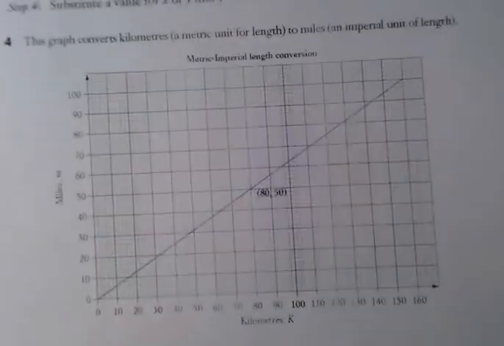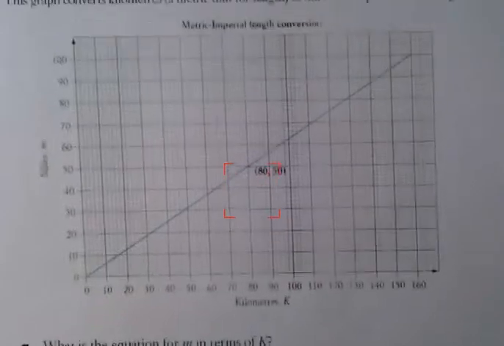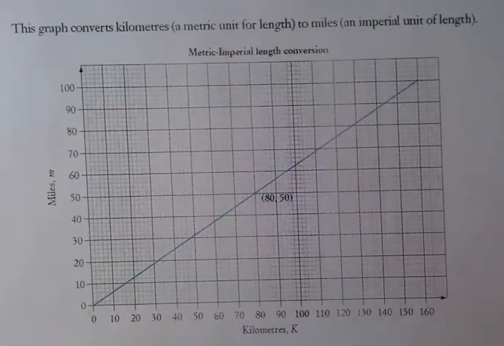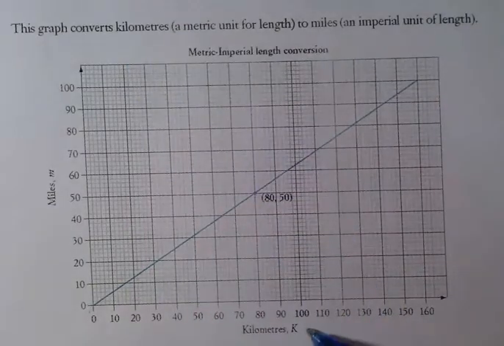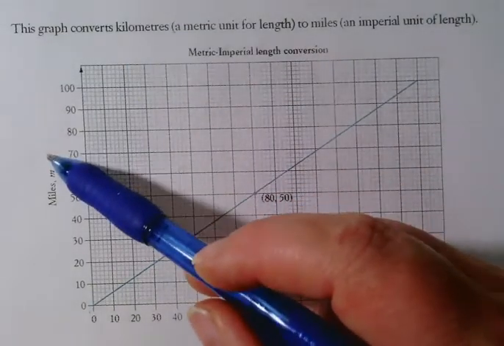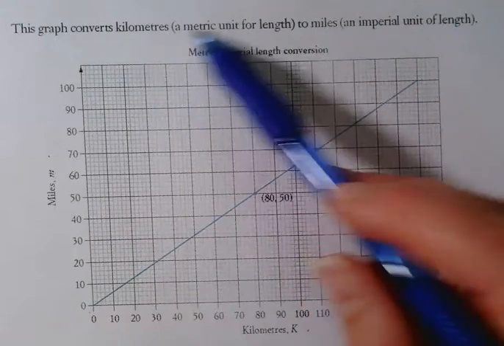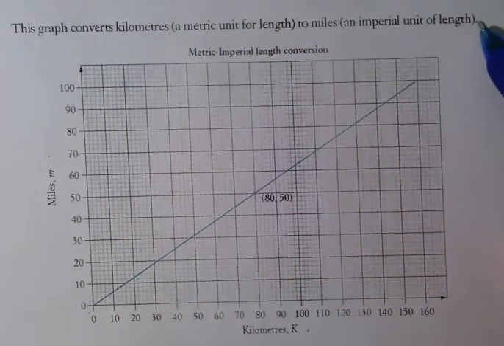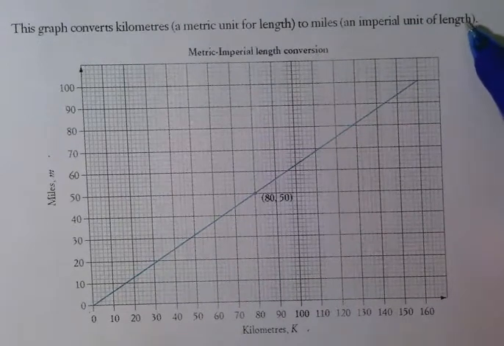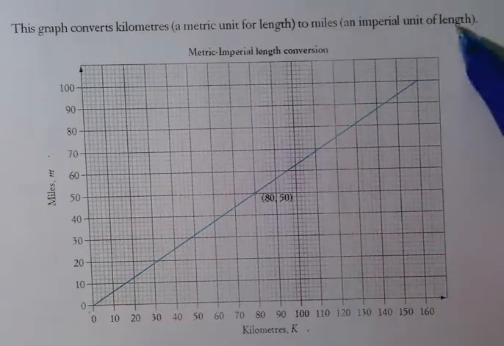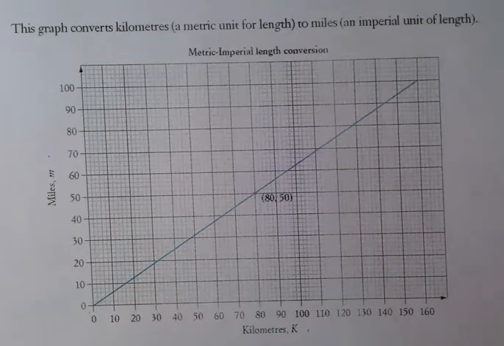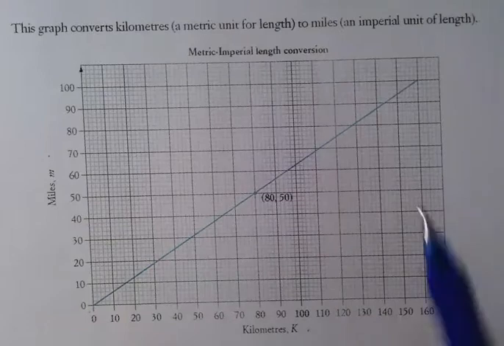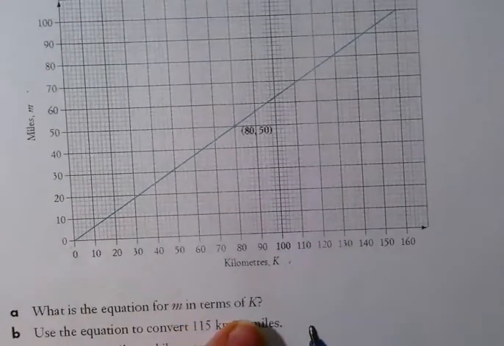Okay, here we go. We've got this graph, which is a direct linear variation. In other words, it's a straight line graph, and it converts kilometers down here into miles. Kilometers are what we use, our metric unit for length, and miles is what, for example, they use in the US, and that's an imperial unit of length. So the first question is, what is the equation for m in terms of k?